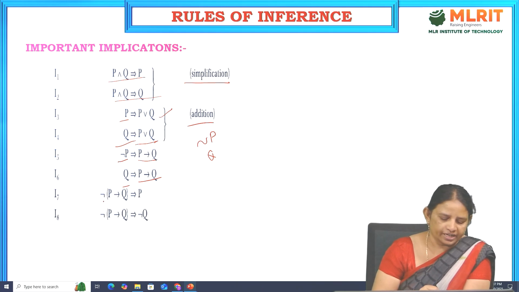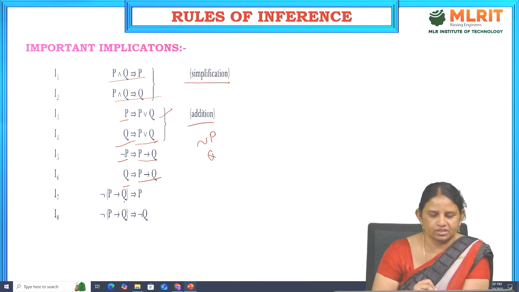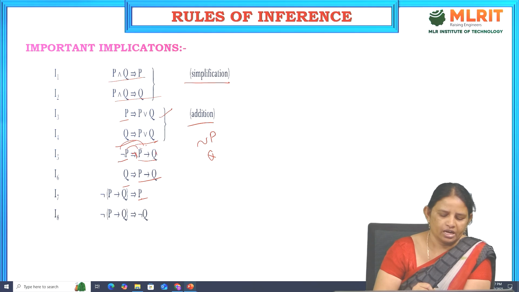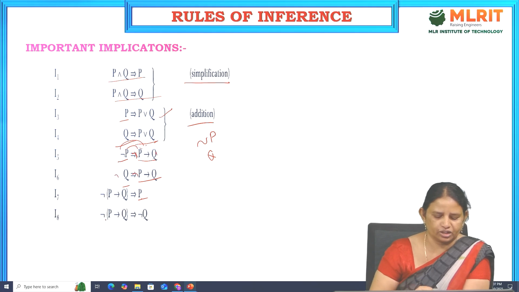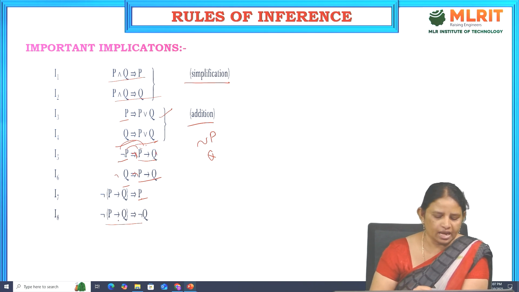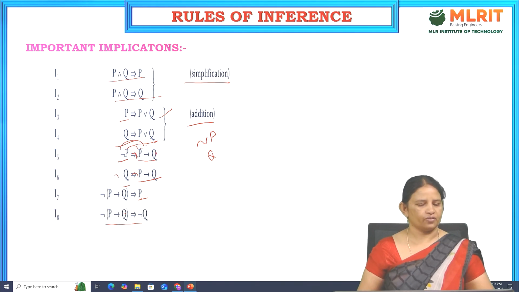Next, if negation (P implies Q) is present, you can write P only. That means you can take the reverse of this one: negation (P implies Q) means only P. If it is a negation, this becomes negation Q, that is the opposite. Just take the simplification. If you take the negation, it becomes negation normal P, that means the negation will be cancelled. If it is a negation, then on the right side we also have to take the negation. That is called implication number I8. These are the set of 8 implications.